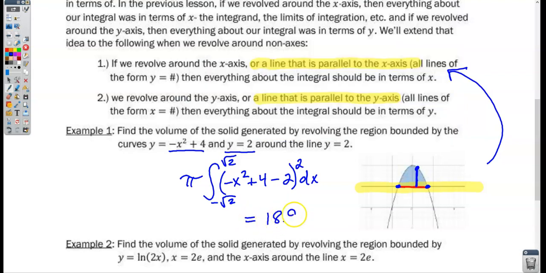18.956 is going to be the volume of the solid created by revolving this region around the line y equals 2. Okay, example 2.